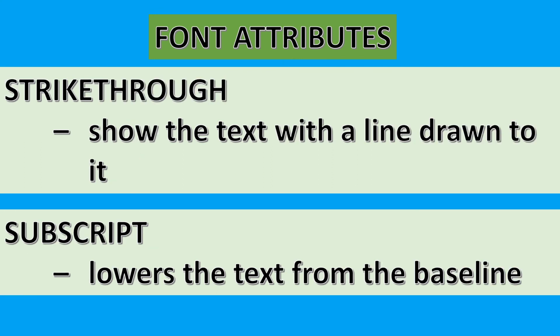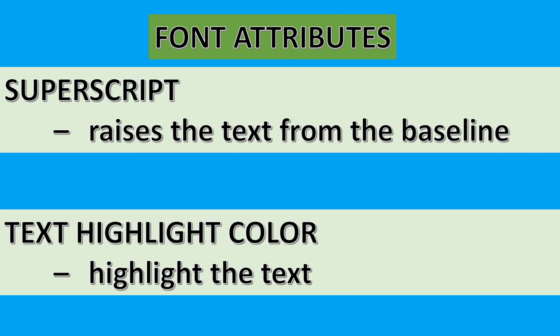Next, strike through. It shows the text with a line drawn through it. Next is subscript. It lowers the text from the baseline. And we have the superscript. It raises the text from the baseline. Last, we have the text highlight color. It makes the text pop by highlighting it in a bright color. So it highlights the text.